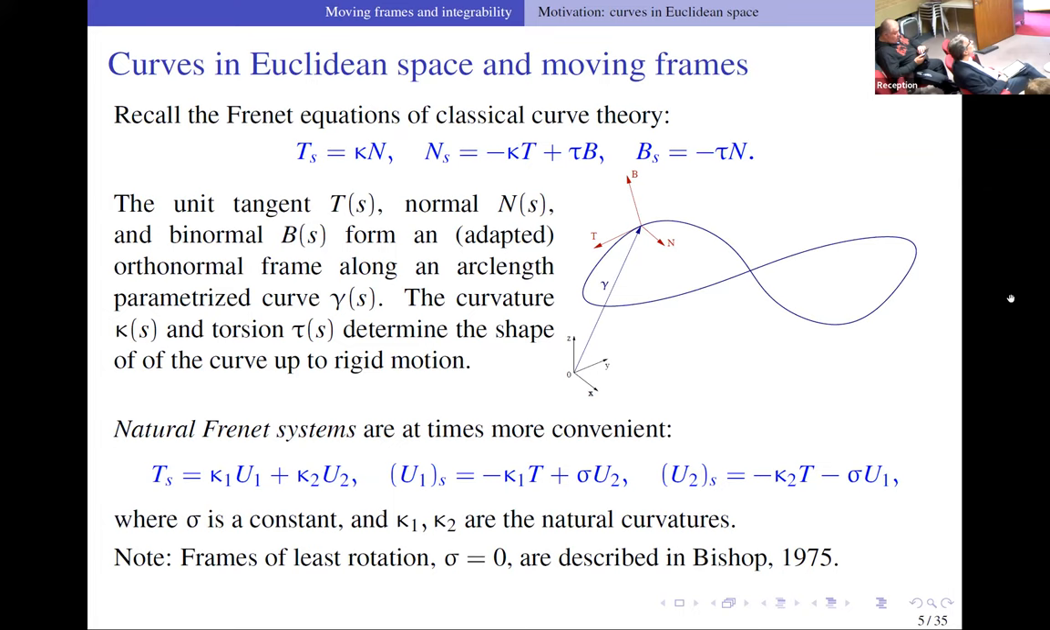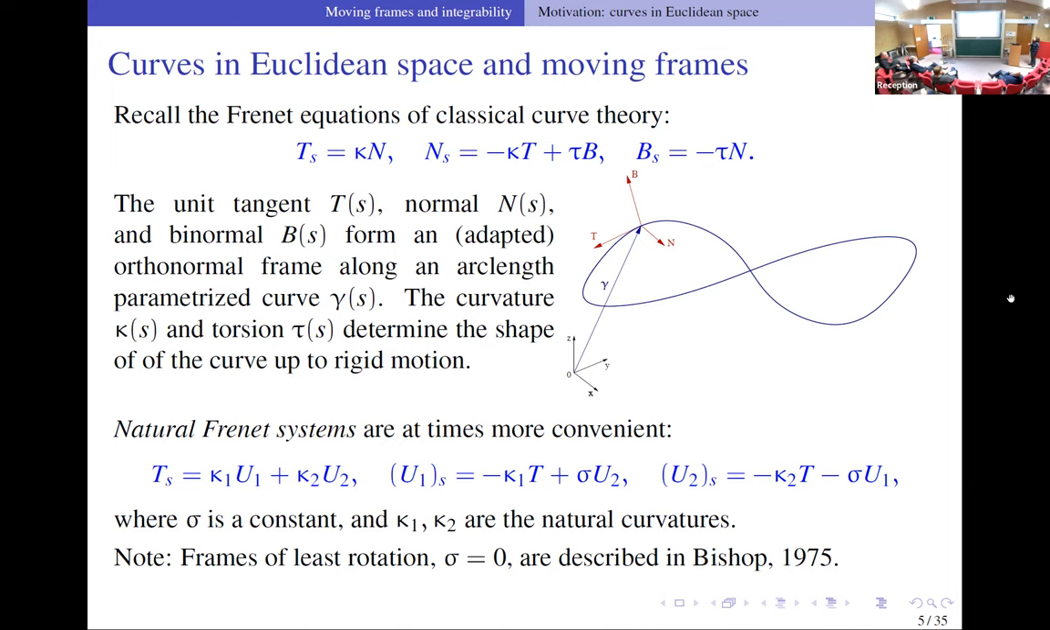And they form an adapted frame in the sense that the frame will satisfy a set of ODEs as it slides along the curve. Now, notice that the coefficients on the right hand side in these ODEs, which I call kappa and tau for Frenet theory, represent the curvature and the torsion of the curve. So they are responsible for determining the shape up to rigid motion. Now, the underlying group here is the Euclidean group, so it's rotations and translations. So if I give you curvature and torsion, I can reconstruct a curve up to an element of the underlying symmetry. Now, of course, these are not the only frames.